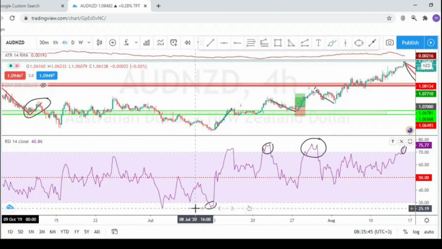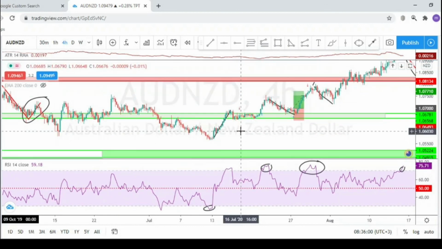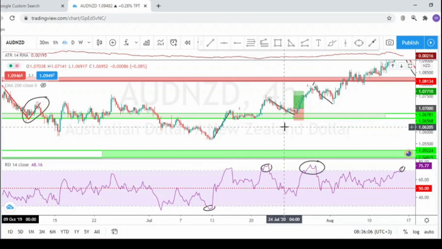These overbought and oversold conditions of RSI alone cannot make you profits in the forex market. You have to combine it with other factors which can make this RSI strategy more powerful on a higher time frame.